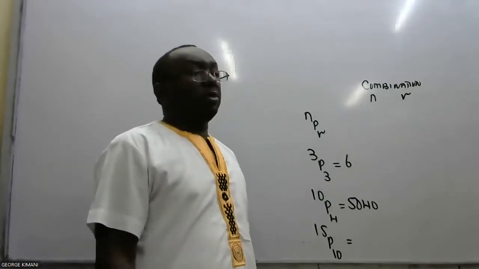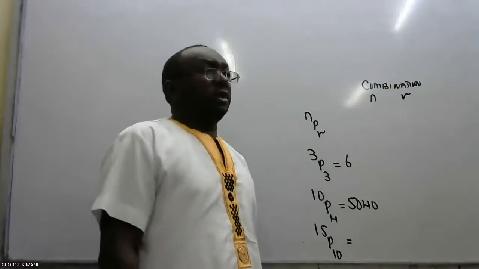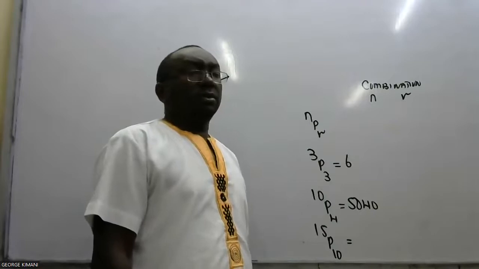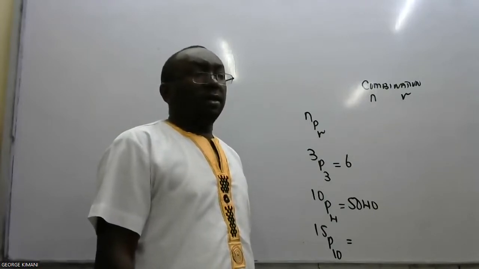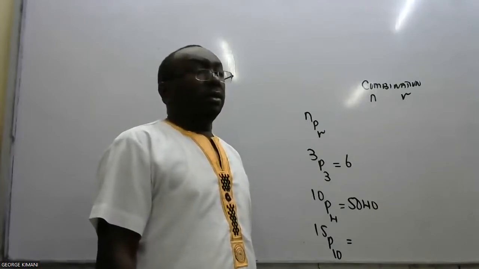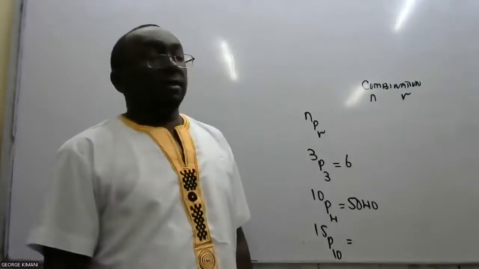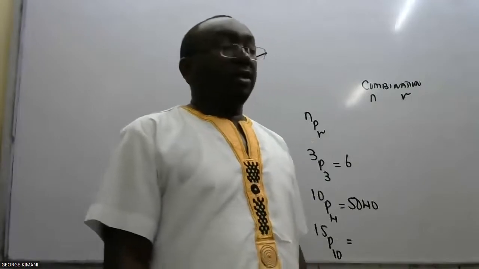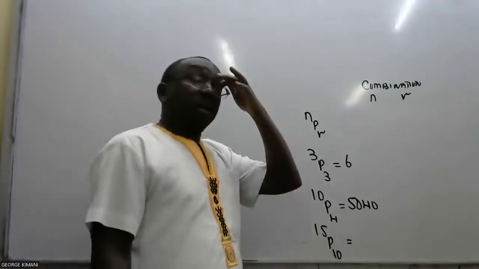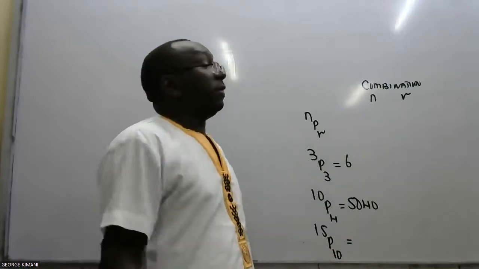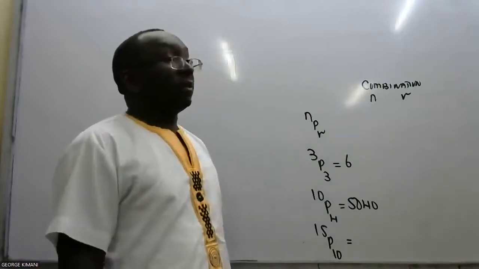Good. What is something we had written about permutation? Do you say in any order? I think we should have said in a particular order. So for permutation, there is order, in a particular order. For combination, there is no order.